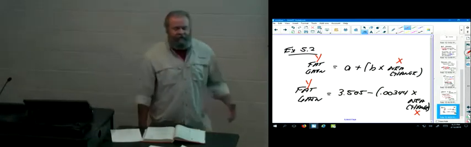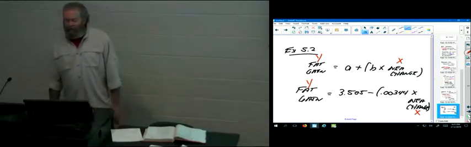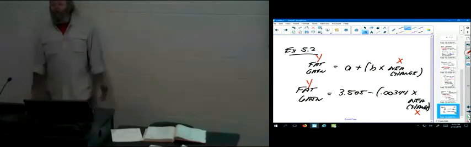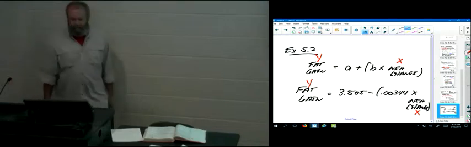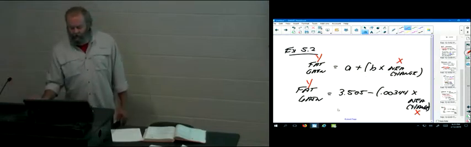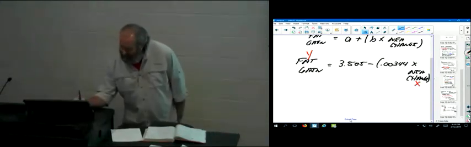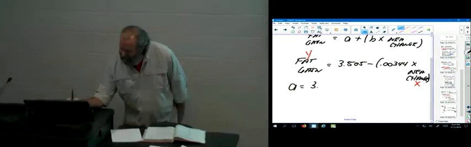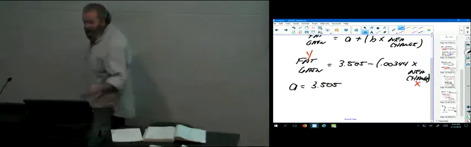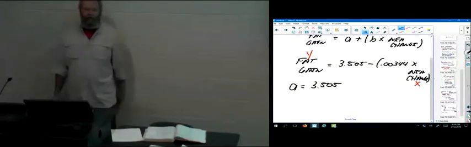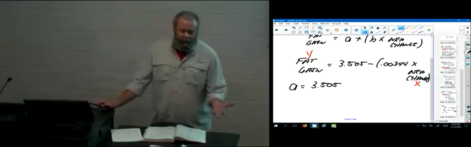Now, can we pick out the slope and the intercept? In other words, can we pick out the B and can we pick out the A? Let's start with the A. A is equal to 3.505. Everybody okay with that? Because remember, that's the A, right? 3.505. What does that mean to us? I mean, look, it's not just 3.505.